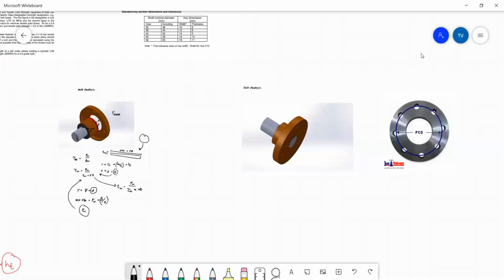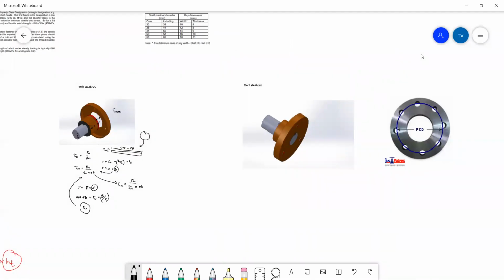Now we just need to decide how many bolts we want to use and where we want to put them. So for the PCD, it's basically an assumption. The assumption is based on your own common sense. So obviously the PCD, or the pitch circle diameter, has to be bigger than your boss diameter. So PCD has to be greater than your hub diameter.